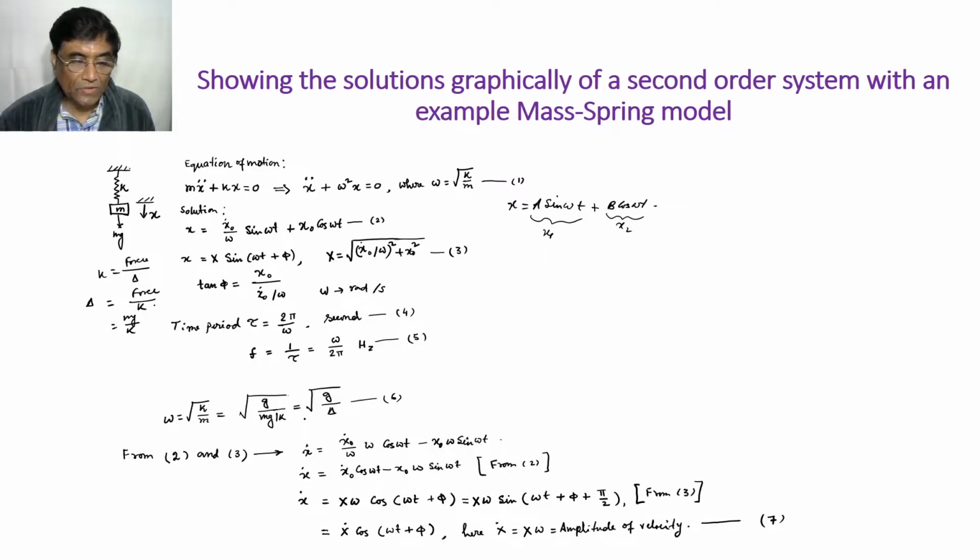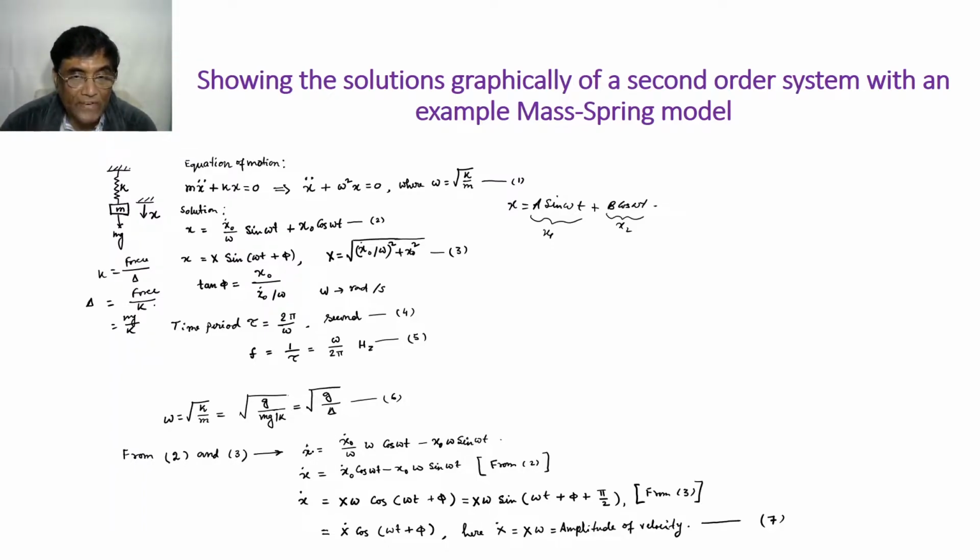So this is your natural frequency. Natural frequency can be computed using this. Natural frequency explicitly can be computed knowing both the system parameters. Okay. So far so good. So from 2 and 3, now we would like to derive the velocity and acceleration relation.